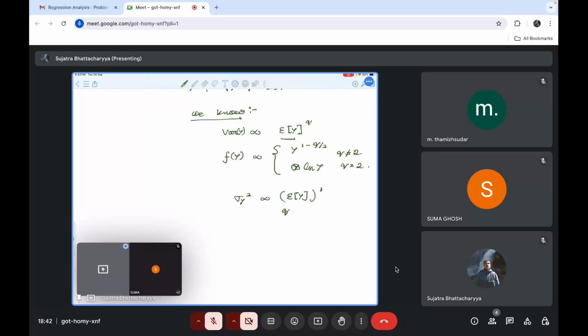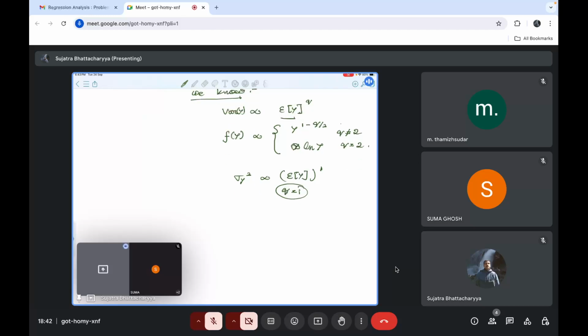So q is 1. If q is 1, which one will be used? We will be using this one, right? So y will be transformed to y to the power 1 minus 1 by 2, which is y to the power half, which is root y. Therefore, the correct transformation will be root y. Okay, so this is your answer.